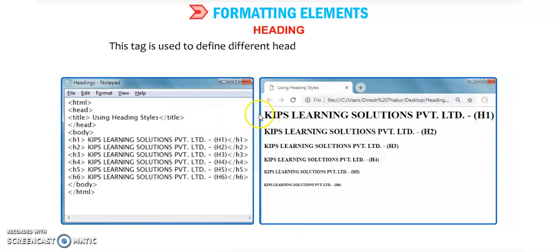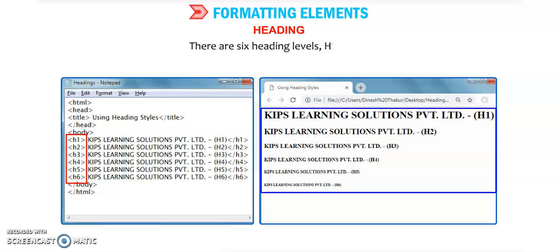First is heading. This tag is used to define different heading levels in HTML. It is basically used to emphasize the text. There are 6 heading levels. You can see heading 1. For heading levels we will use tag H, so H1, H2, 3, 4, 5 and 6. So there are 6 heading levels.